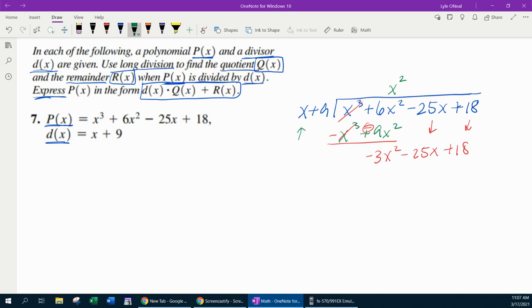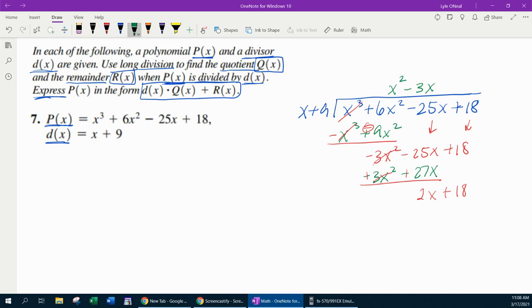What can I multiply x by to make negative 3x squared? That is negative 3x. And then we're going to distribute. Negative 3x times x is a negative 3x squared. Negative 3x times 9 is a negative 27x. Draw the line, change the sign, and then combine. Cancel. 27 minus 25, that's going to be 2x plus 18.